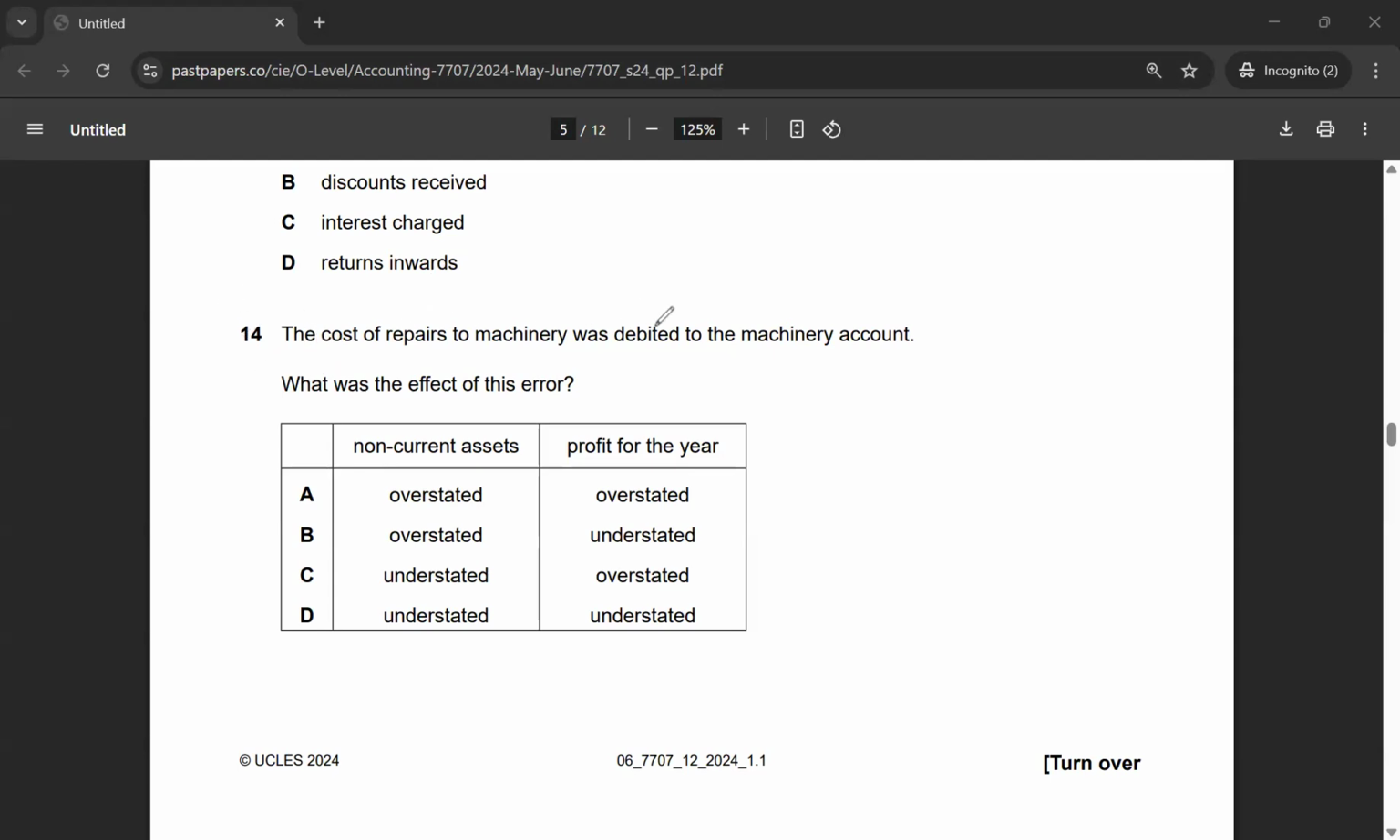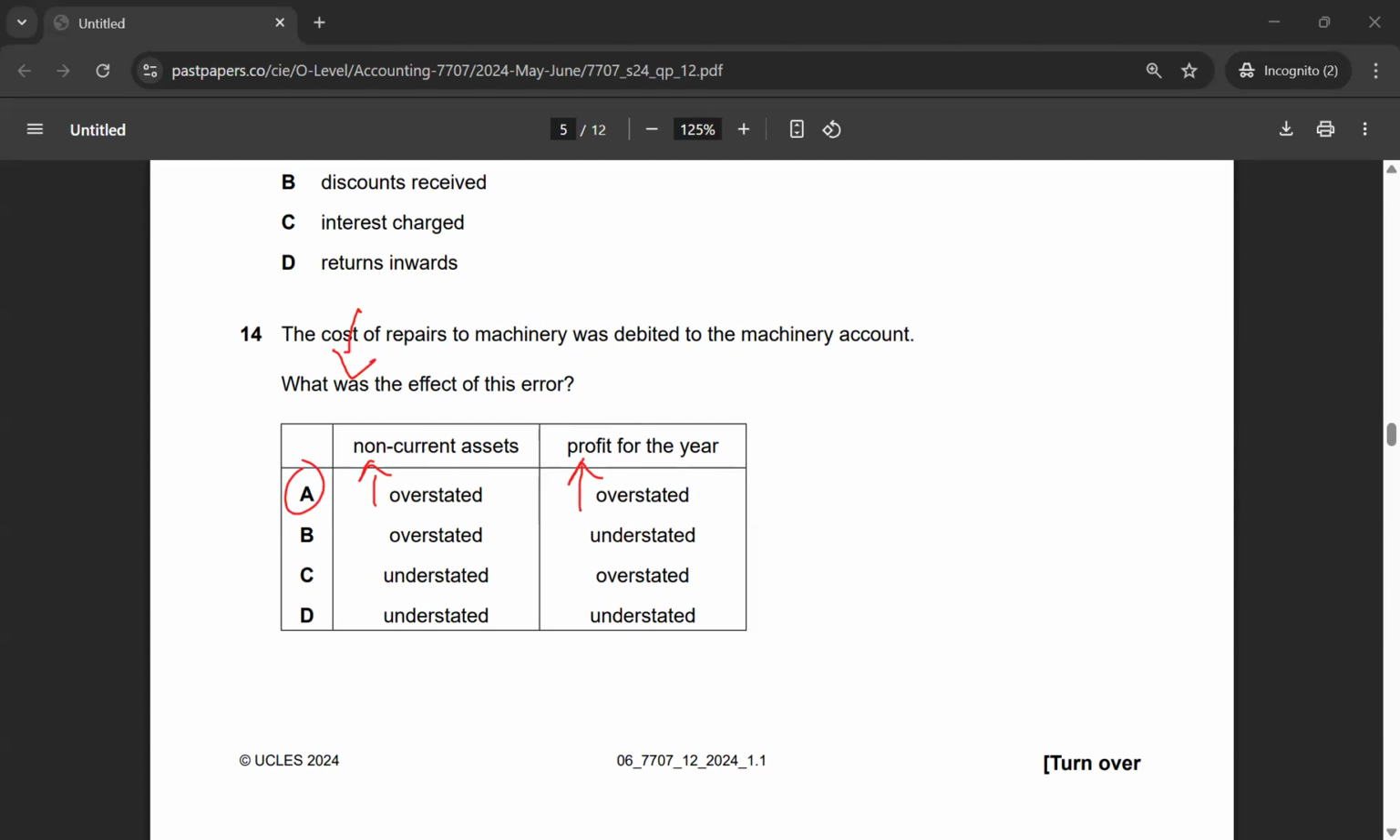The cost of repairs to machinery was debited to the machinery account. What was the effect of this error? Since the expense is understated, our profit is going to be overstated, and the machinery account will also be overstated. So the correct answer for multiple choice 14 would be option A.